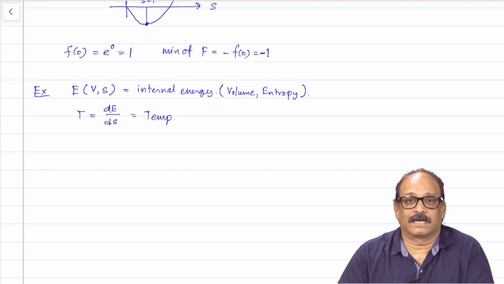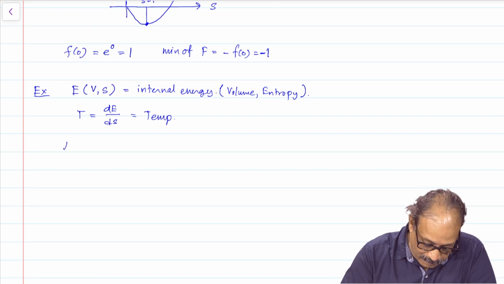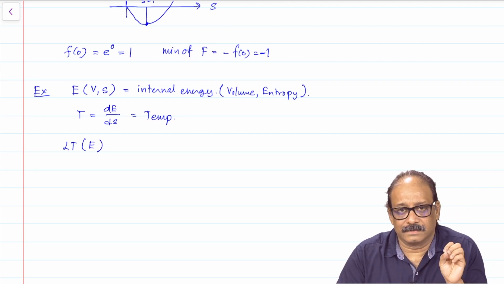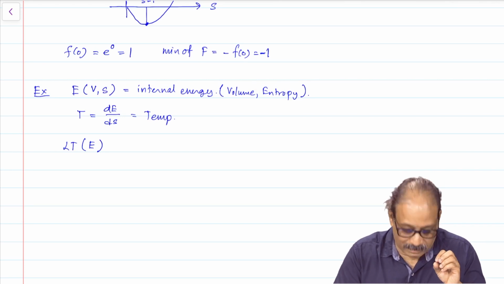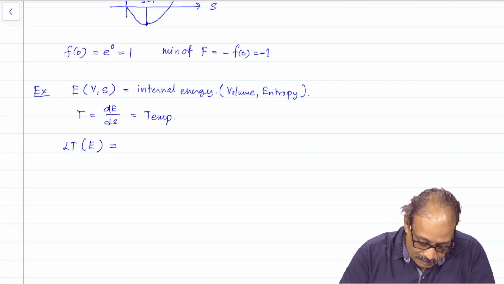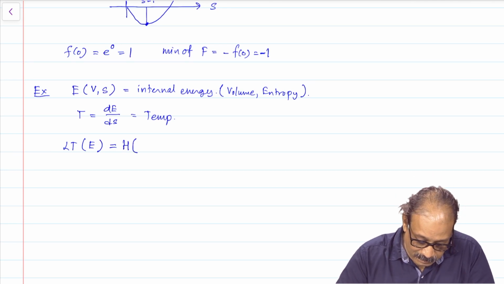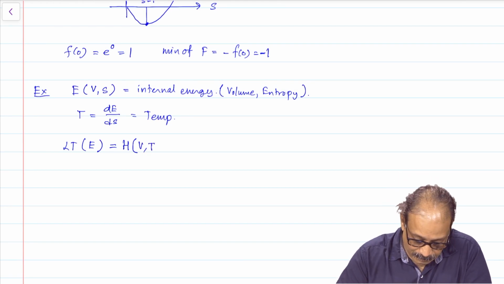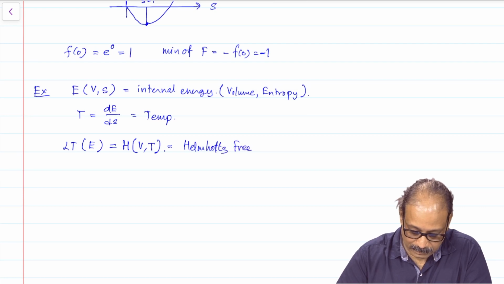Now, calculate the Legendre transform of E. Remember, we are going to leave variable V as it is, that is volume, but only transform S. This I will denote by letter H, and this is now a function of V and the new variable T. This is called the Helmholtz free energy.